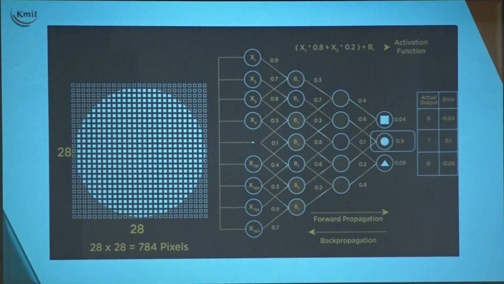Student, what is the output now? Circle. Why am I calling the output a circle? For the first it is 0.04, for circle 0.9, for triangle 0.06. So which output has the good prediction? Circle. So I say the model is performing well. So I don't go for backward propagation again.